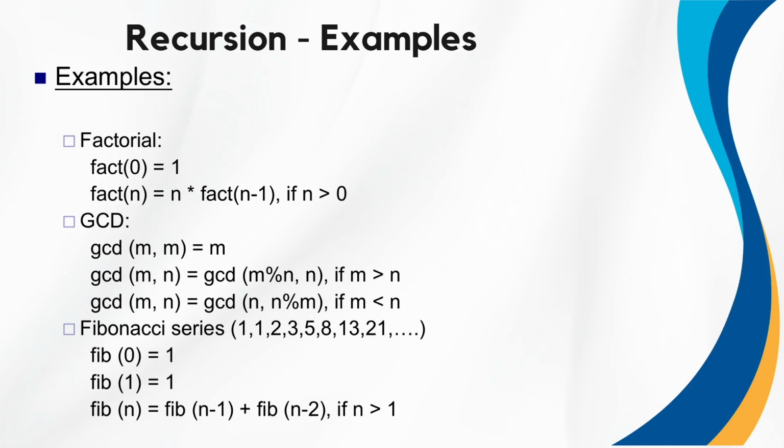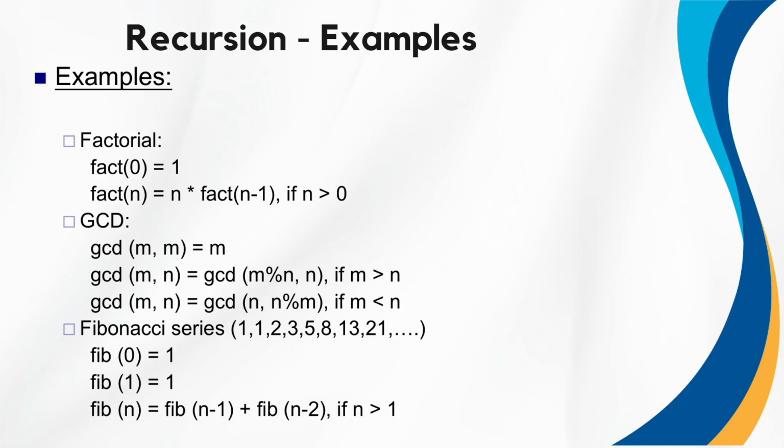So here the thing that is fixed is the first and the second terms in the sequence, that is fib of 0 and fib of 1. So that too can be considered as the stopping criterion there. And other than that, for all other values of n, always it is the sum of the previous two numbers in the sequence.